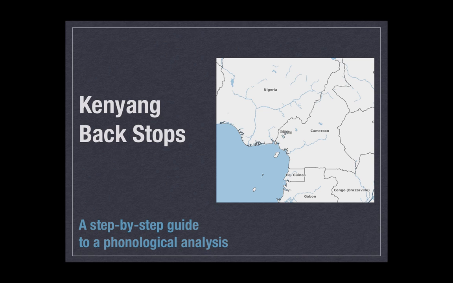Being able to perform a phonological analysis on an unfamiliar language is one of the key concepts in an introductory linguistics course. This short movie is intended to walk you, step by step, through the procedures of phonological analysis. The example used here is from the Cameroonian language Kenyang, but the logical process is applicable to the analysis of any language.